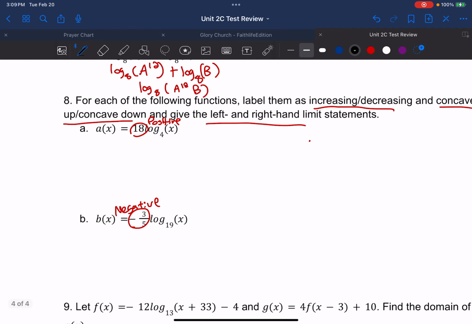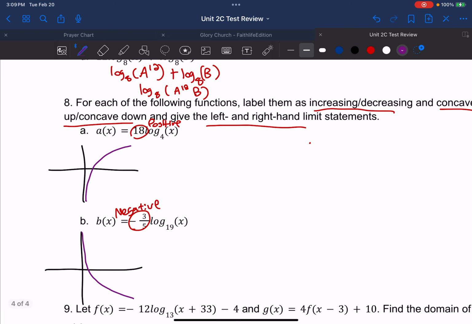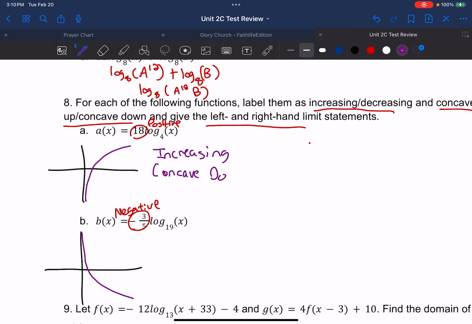So positive log graphs look generally like this. Negatives will look like this. So I can tell a lot about that from these drawings, that this is increasing. Positive and increasing go together, which makes sense. If somebody's being positive, like it would bring me up, it would increase. And then from this drawing, this is concave down.